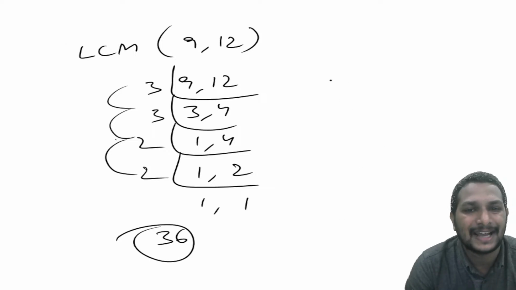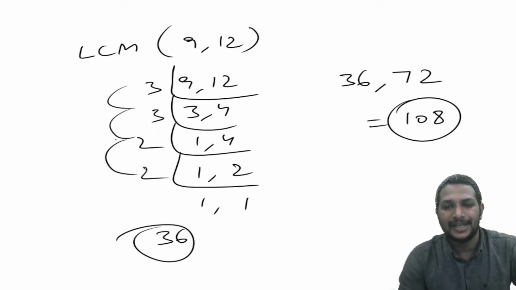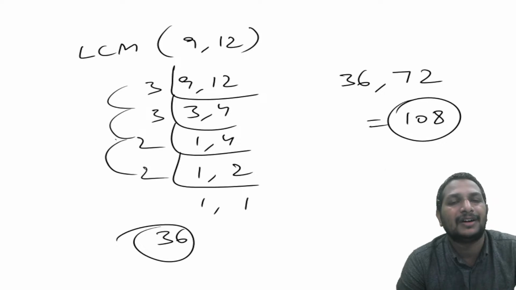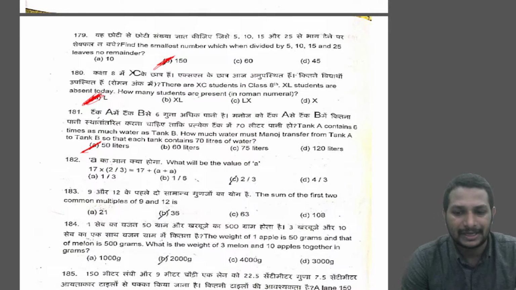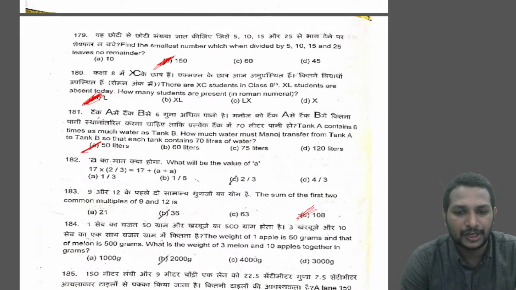As they're asking the sum of first two multiples, the first multiple is 36 and the next multiple is 72. If I add them, I'll be getting the answer as 108. The answer for this question is 108. Okay, the first two common multiples of 9 and 12. As we got the common multiple, I mean the LCM as 36, the first two multiples are 36 and 72. Sum will be 108. That's nothing but option D.